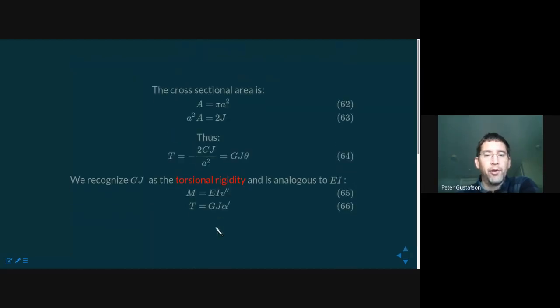Okay, so we're going to go ahead and do that simplification now. So obviously the area is pi a squared. We can multiply pi a squared by a squared, and that ends up working out to be equal to 2j.